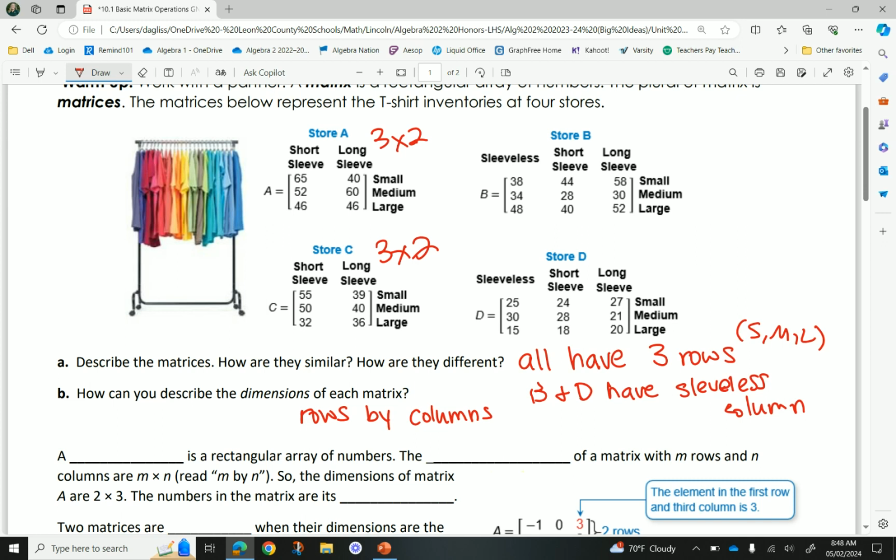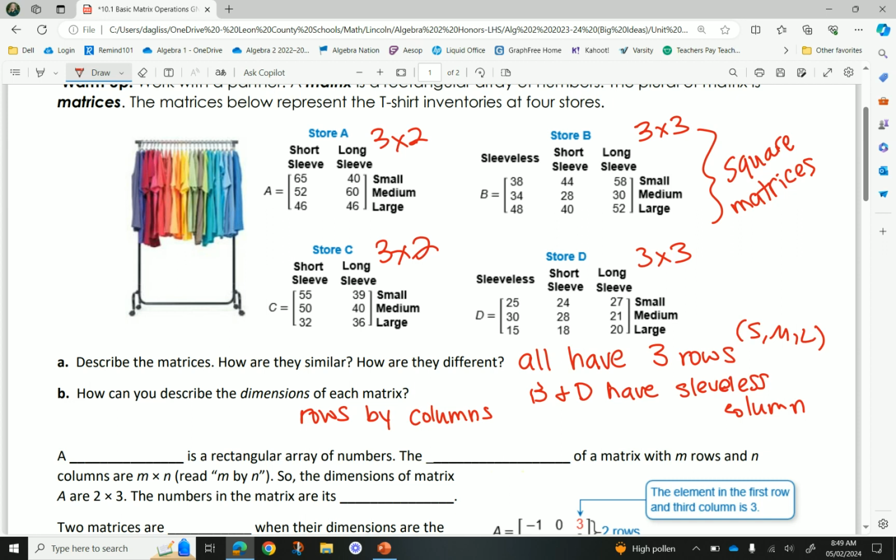How would we describe store B and store D? What's their dimension going to be? 3 by 3s. Okay. And they get a special name. If your rows and columns are the exact same, what do you think a special name might be for that? A square. Yeah. These are square matrices. Good, yes. So if your rows and columns are the same, then they're called square matrices.